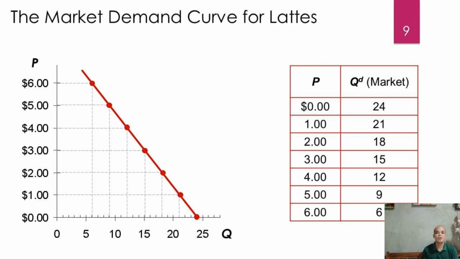On the right side, you can see the market demand schedule, and on the left side, you can also see the market demand curve. It is observed that they are aligned with each other. And we can say that if the price increases, the quantity demanded decreases. And if the price decreases, the quantity demanded increases.